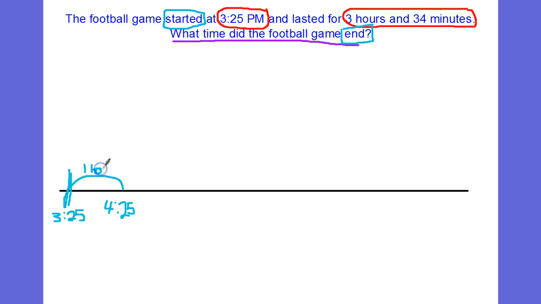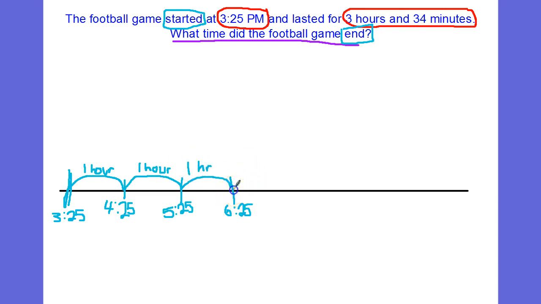So that's my first mark on my number line. From 4:25 to 5:25 will be my second hour. But I'll still just write 1 hour here because we'll add them all up later. So 4:25 to 5:25. And we'll have my third hour lastly here, from 5:25 to 6:25. And that's another hour. Just do the abbreviation.